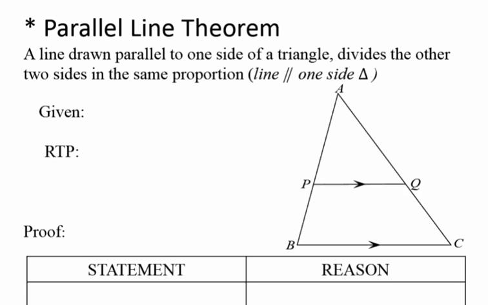In this video, we're going to look at the proof of the parallel line theorem. This proof draws on the different properties regarding the areas of triangles that we looked at in the previous video. The parallel line theorem states that a line drawn parallel to one side of a triangle divides the other two sides in the same proportion. In other words, AP divided by PB is equal to AQ divided by QC.